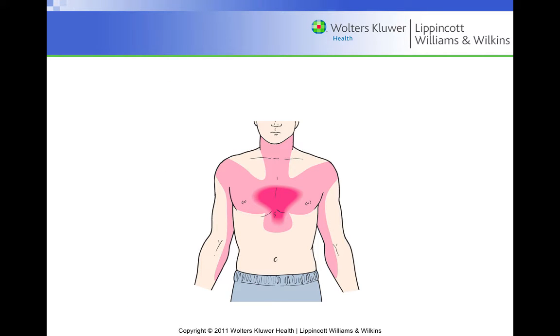This is a nice picture of how chest pain radiates, and these are all the areas where a patient may complain of chest pain or angina.